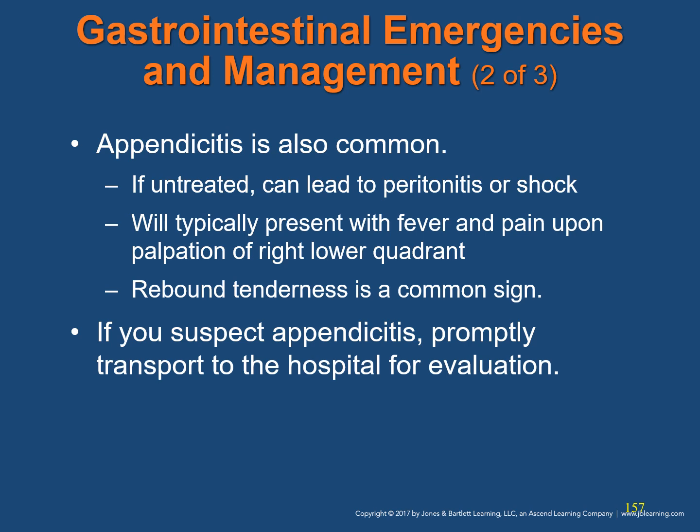Appendicitis is also common. If untreated, it can lead to peritonitis or shock. Peritonitis is the inflammation of the peritoneum, which lines the abdominal cavity, and typically presents with a fever and pain on palpation of the right lower abdominal quadrant. Rebound tenderness is a common sign associated with appendicitis. If you suspect appendicitis, promptly transport to the hospital for further evaluation.